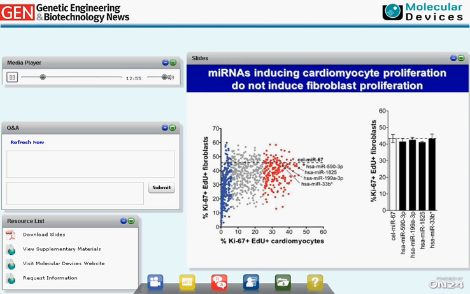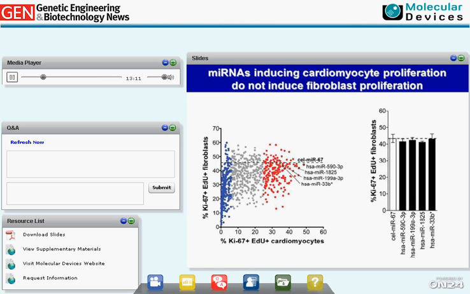And so here you can see the results. I'm showing you proliferation of fibroblasts against proliferation of cardiomyocytes. And you can see that the microRNAs that induce the proliferation of the cardiomyocytes have no effect on the proliferation of fibroblasts.